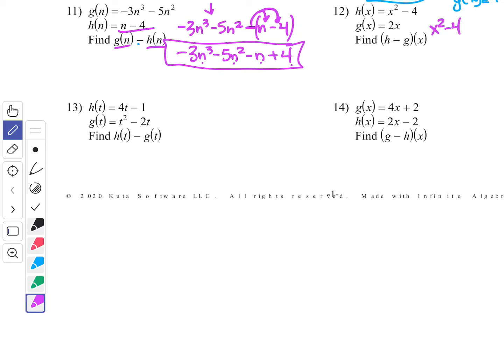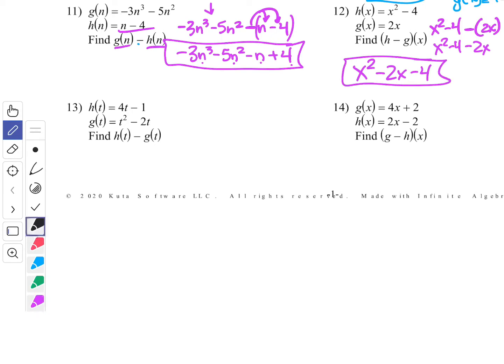So x squared minus 4 is h. We're subtracting 2x. Now, this minus 2x is by itself, isn't it? So it will just be minus 2x. And again, I can't combine any, so I'd start with my highest one and rewrite it like this, and there's my answer. Now let's see if 13 gives us anything we can combine.